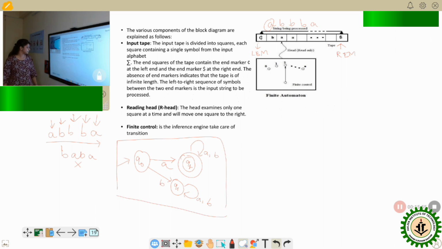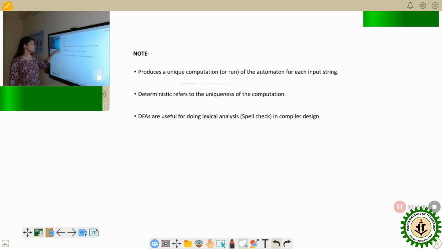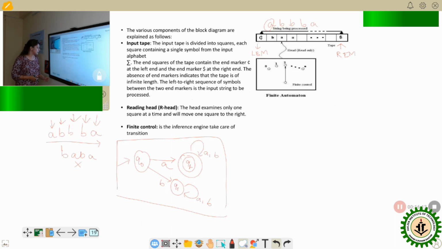Is that clear? Now, a DFA produces a unique computation of the automata for each input string. Deterministic refers to the uniqueness of the computation. What is the uniqueness of the computation? Here you can see when we apply each input symbol on a state, that is the property of DFA. When we apply an input symbol on any state, it will reach only one state, not more than one. Okay?